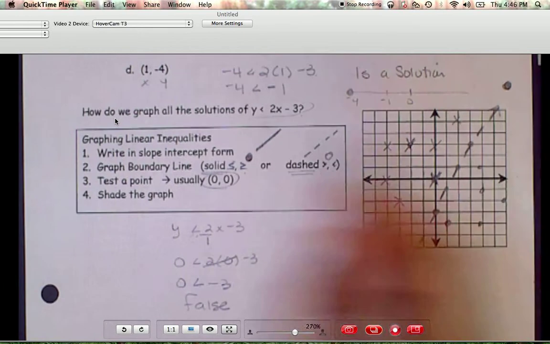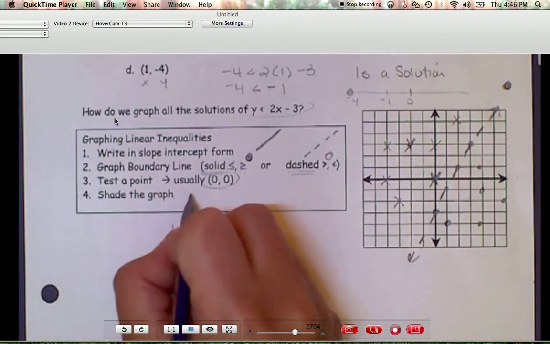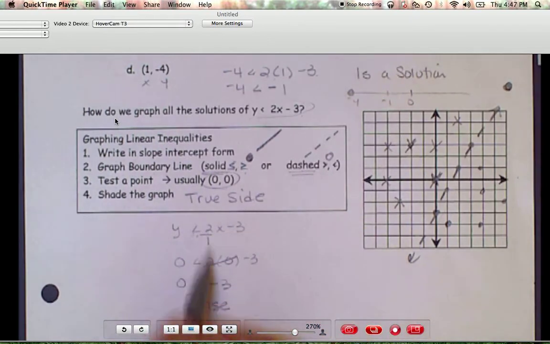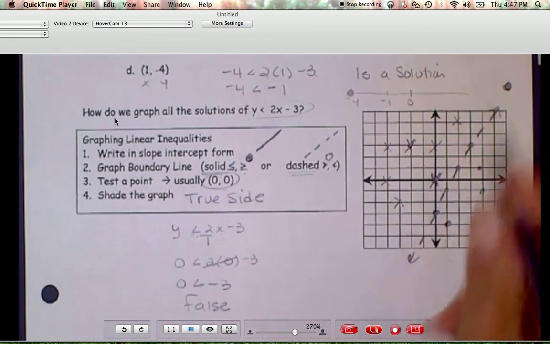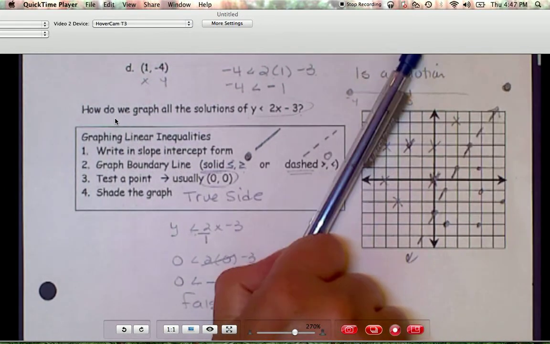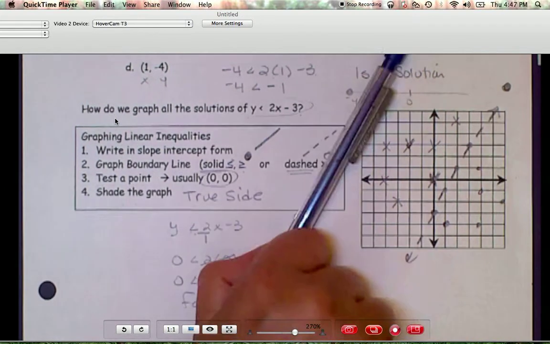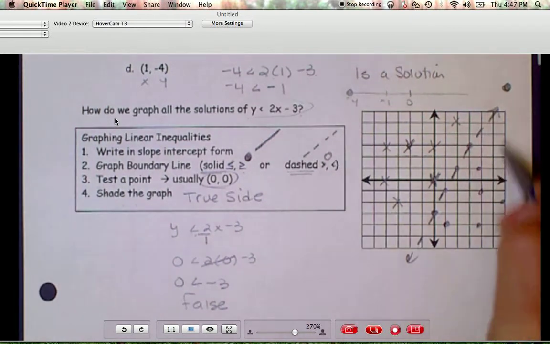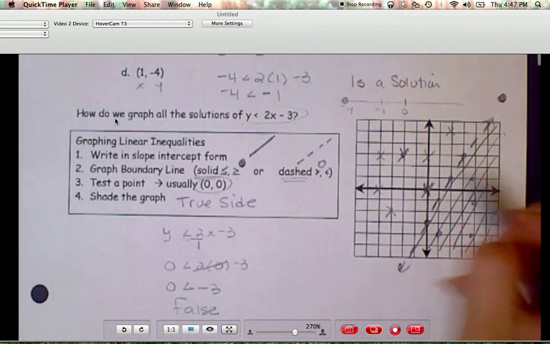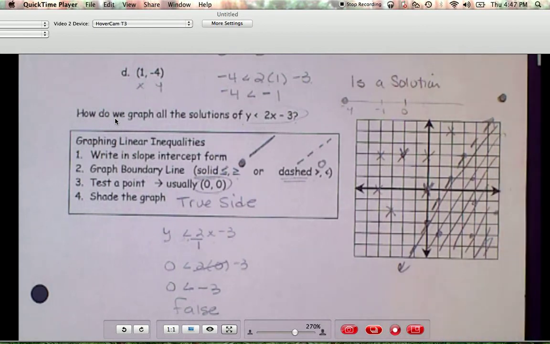What we want to do is shade the graph, which is always going to be the true side. So we can plug in one point, find out that this is false, which means everything on the top side of this line is going to be false. We don't want to shade the false side though, we want to shade the true side. So we shade this side of the line. But you don't have to shade it in completely, just so I can tell which side is shaded.